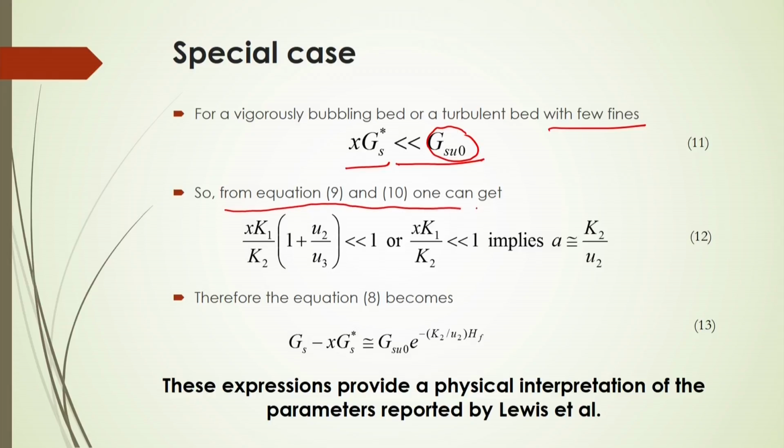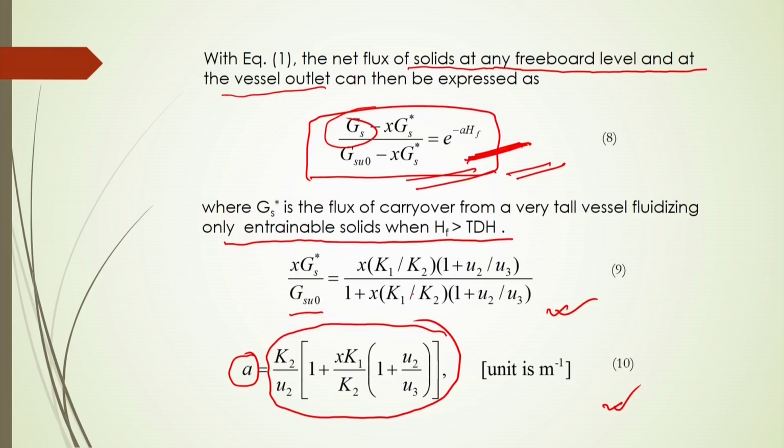So, from equations 9 and 10 with equation 11, you can say that the truth of this is x k 1 by k 2 into 1 plus u 2 by u 3 is very much less than or equal to 1. Or you can say x k 1 by k 2 is very much less than or equal to 1, which implies that the decay constant A will be equal to k 2 by u 2. What is that A here? In equation 8, that A is some constant that governs the entrainment characteristics inside the freeboard.